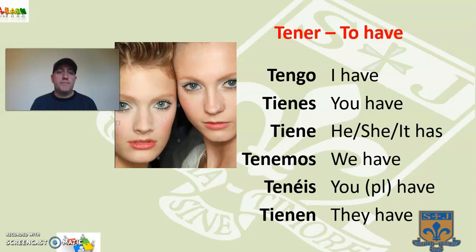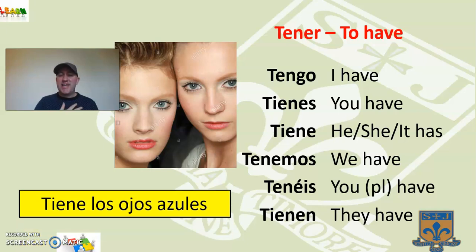So this picture here, you've got two people who have both got blue eyes. So if I said tiene los ojos azules, would that be correct? Sí or no? It wouldn't be correct because there's two of them. So if you were talking about just one of them, you could say, tiene los ojos azules. She has blue eyes. But there's two of them.